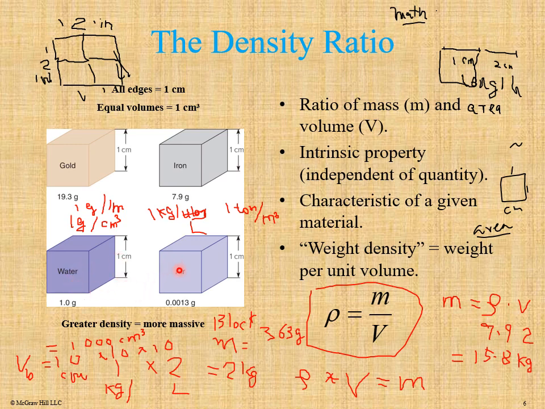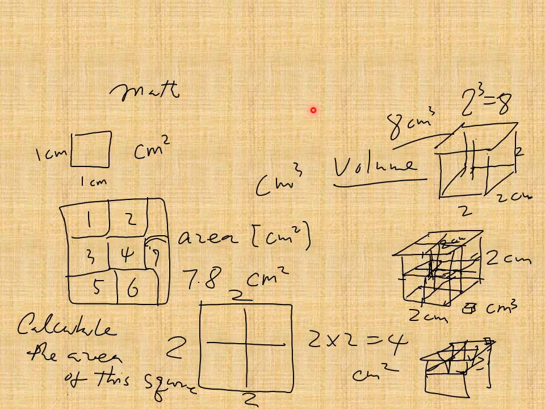And air is very light, but it's still not weightless. It's 0.0013 grams per cubic centimeter. So once again, density is mass divided by volume, and it is represented by the Greek letter rho. And we discussed this in class. These are some quick notes.